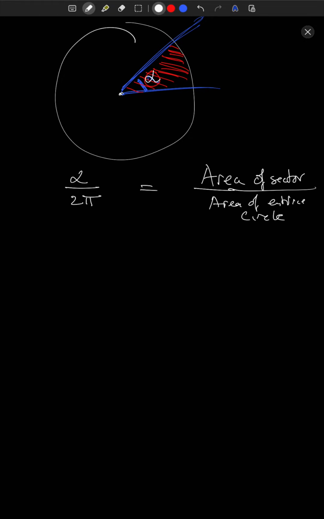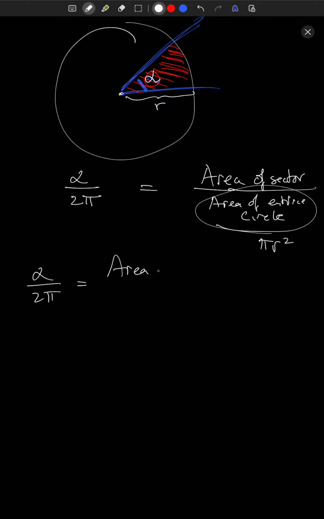What is the area of the entire circle? Well, that's going to be pi r squared, where r is the radius of our circle. Okay, so I guess I should note here, that would be my radius, right? So that's getting a little messy. Let me rewrite it down here again. Alpha over 2 pi should be equal to the area of the sector, so what we're actually looking for, over pi r squared.